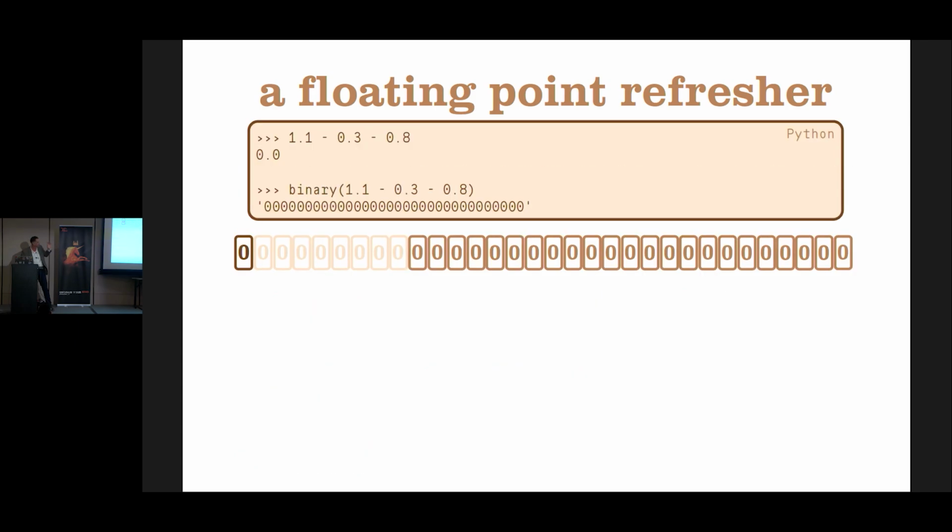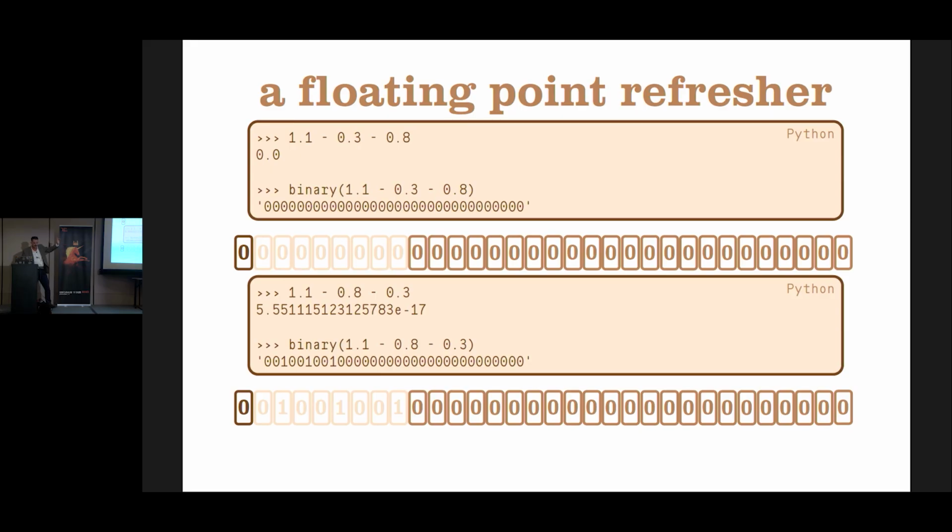Back when I used to teach Intro CS, this is one that I used to love to blow my students' minds. So in floating point, this is an example in Python. I can do 1.1 minus 0.3 minus 0.8. I get the binary representation of it. This comes to exactly 0. If I do the same calculation in a different order, 1.1 minus 0.8 minus 0.3, I get a different answer.